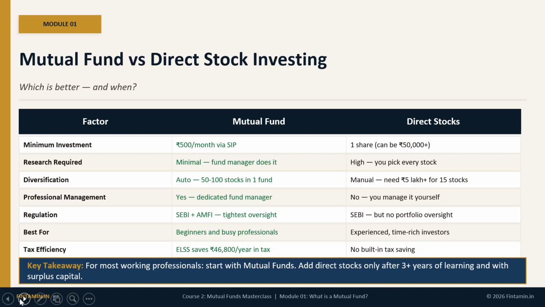My recommendation for 99% of working professionals: start with mutual funds. Add direct stocks only after 3 or more years of learning and with surplus capital beyond your mutual fund portfolio. Now that you understand what a mutual fund is, let us explore the different types available to you.